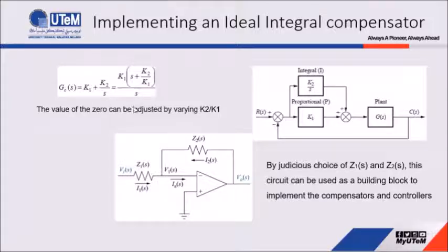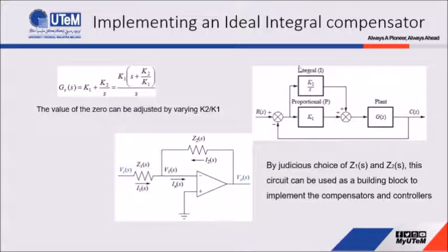Based on this equation, we can implement the ideal integral compensator as indicated in this figure. This is the structure for the PI controller, where we have the integral here and this one is the proportional gain. We combine them together at the summing junction here, which means we add this one and this one, representing this equation.